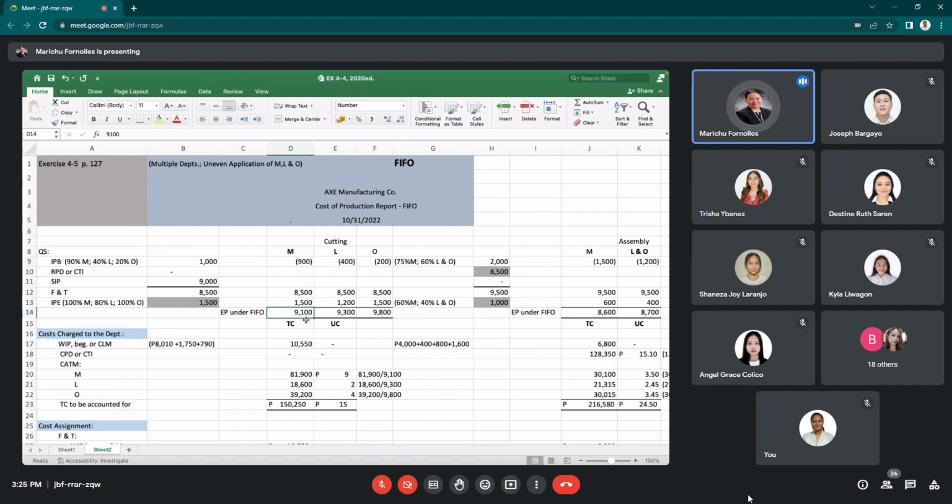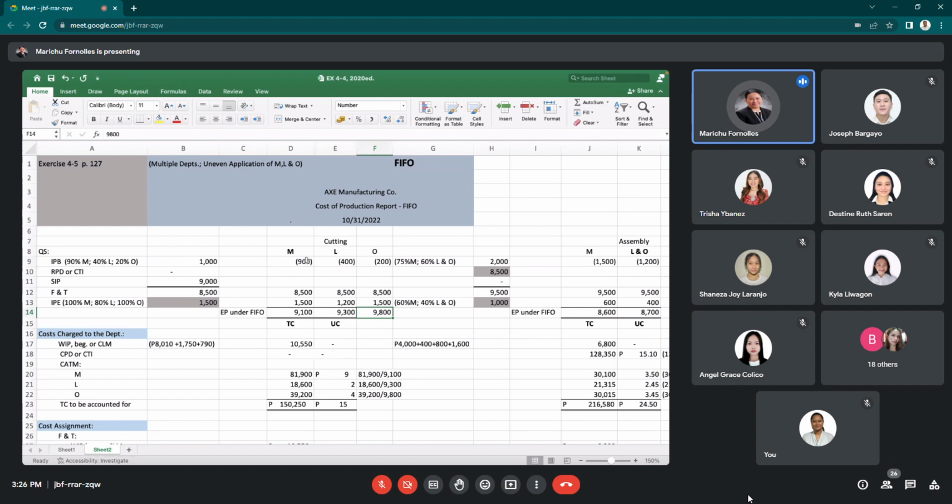So F&T plus EP in IPE minus your EP in IPB gives you your EP under first in, first out, which is 9,100 for materials. That is the EP for materials using first in, first out. For labor, 8,500 plus 1,200 minus 400 equals 9,300 units. So that is your EP for labor using first in, first out. For overhead, 8,500 plus 1,500 minus 200 equals 9,800, the EP for overhead using first in, first out.